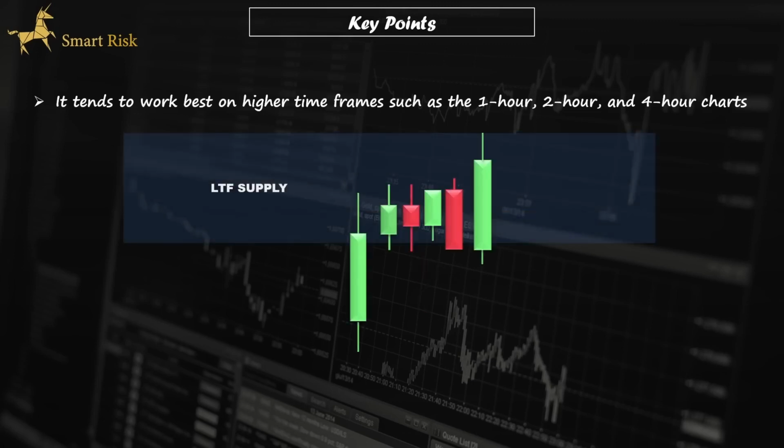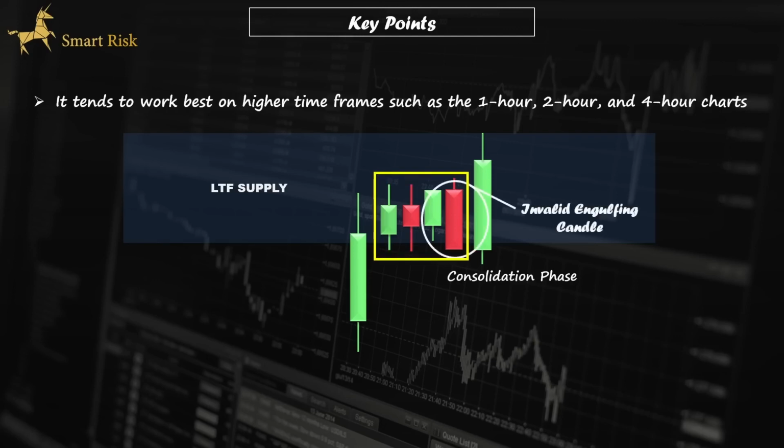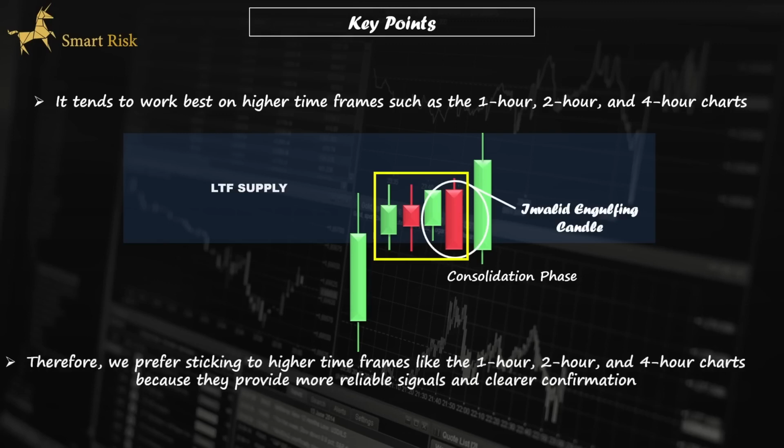When price reaches the point of interest area on lower time frames, it often enters a consolidation phase with multiple candles as the market determines its next move. This can lead to multiple engulfing candles being formed without a clear rejection phase, and there's a possibility that price may push deeper after creating engulfing candles. Therefore, we prefer sticking to higher time frames like the 1-hour, 2-hour, and 4-hour charts because they provide more reliable signals and clearer confirmation.